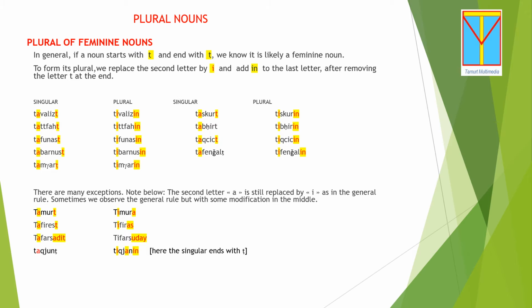There are many exceptions. Note below, the second letter A is still replaced by I as in the general rule. Sometimes we observe the general rule, but with some modification in the middle. So, for example, Thamurth, the plural is Timura.